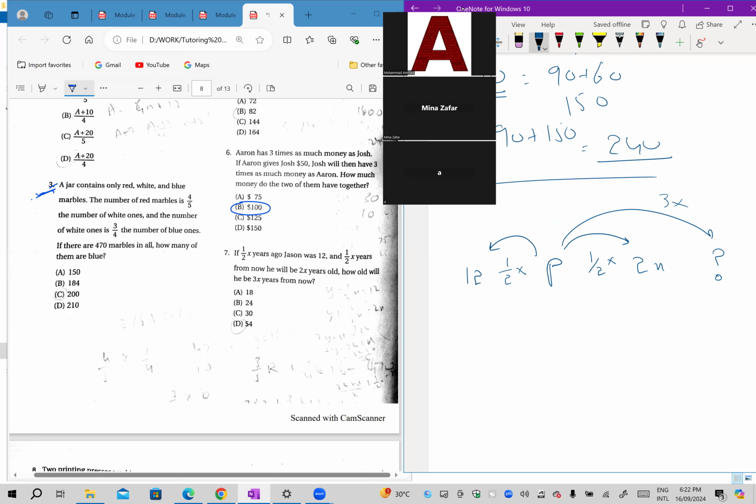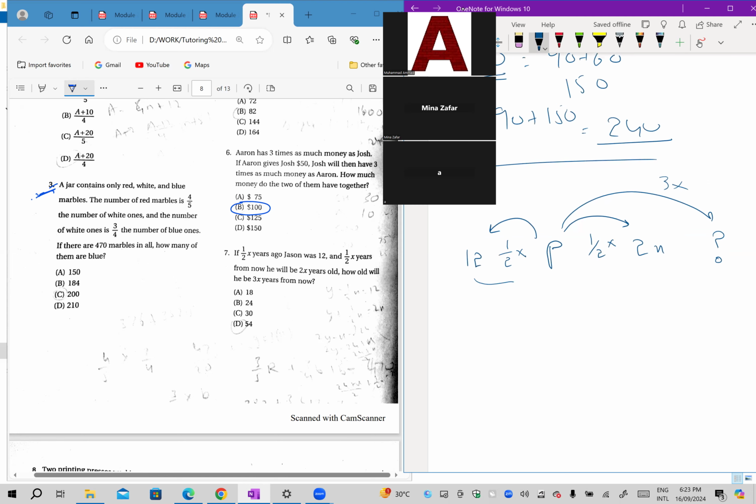So that means if Jason was 12 half x years ago, right now he is half x years plus 12, right? ये number of years add कर देंगे तो आज की age बन जाएगी. तो present age is 1 by 2x plus 12 of Jason. Okay?